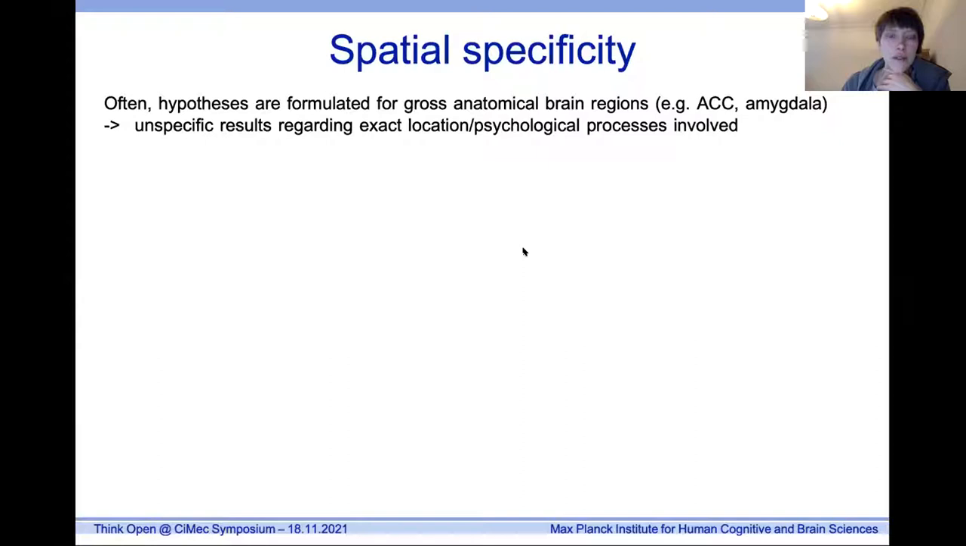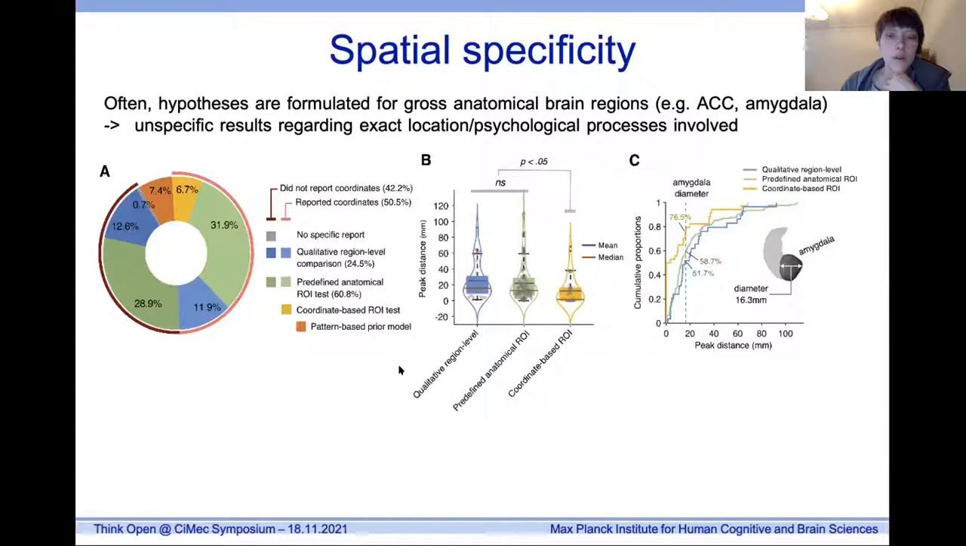And here I wanted to show you a study that looked at 100 replication studies that claimed that they replicated an activation in amygdala. And out of those, 42 did not report any coordinates, which is bad. And out of the 50% that reported coordinates, they used two approaches to define an ROI, or to just qualitatively say this is amygdala.